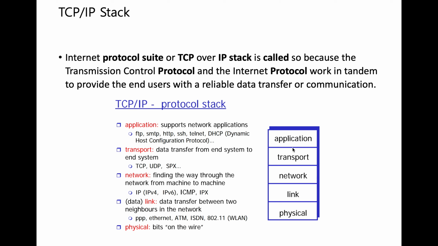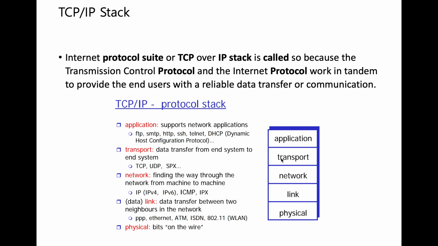At the top, we have the application layer that supports protocols like file transfers or HTTP that gets the web page for your browser, or remote connection using SSH, and so on. The next one is the transport layer that supports the reliable TCP protocol and the connectionless UDP protocol. The next is the network layer, where we have the IP, ICMP, IPX protocols. The IP is the most used one, and that is located on the network layer.